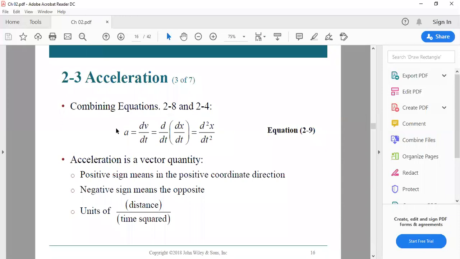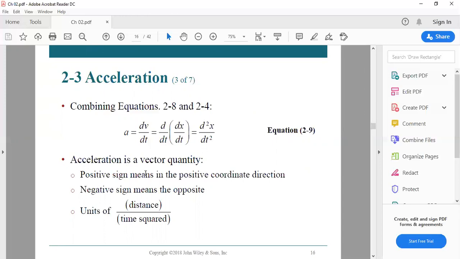If you combine these equations from before, where a is equal to the derivative of velocity with respect to time, and you take this d and this dt right here, take that away, you're left with v. V is defined as the change in position with respect to time. And what you're finding out is that the acceleration is going to be the second derivative of position with respect to time.